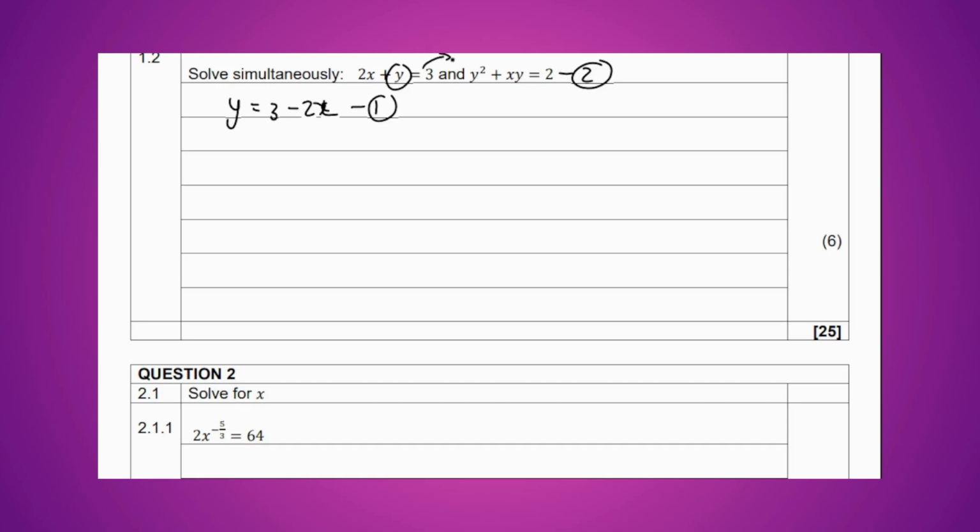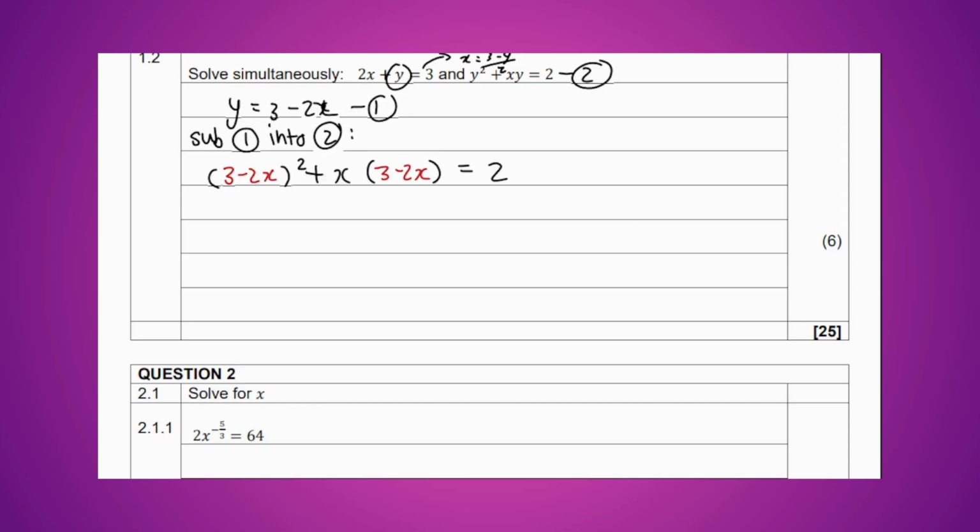You could have decided, I don't feel like squaring. And you could have changed this to x is 3 minus y over 2. But then, of course, you're working with fractions. So you need to decide, are you less for fractions or are you less for squaring? Then you have to describe what you're doing. You say substitute 1 into 2. So everywhere there was a y in this one is now that thingy.